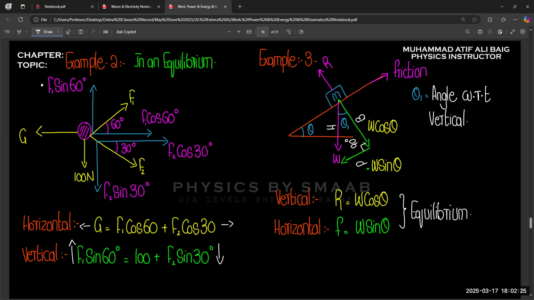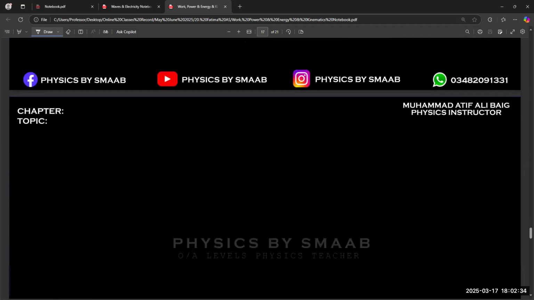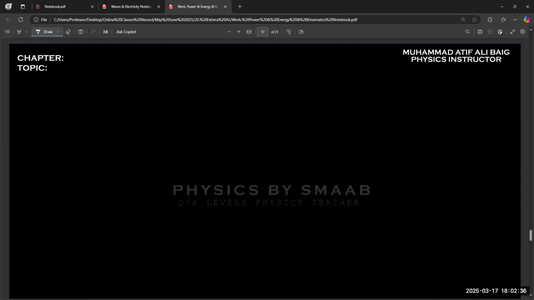And next we have Newton's second law. Newton's second law is also very easy. We have a direct formula to calculate the resultant force by using Newton's second law.